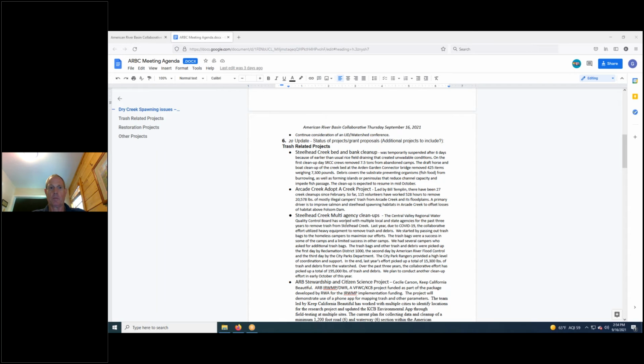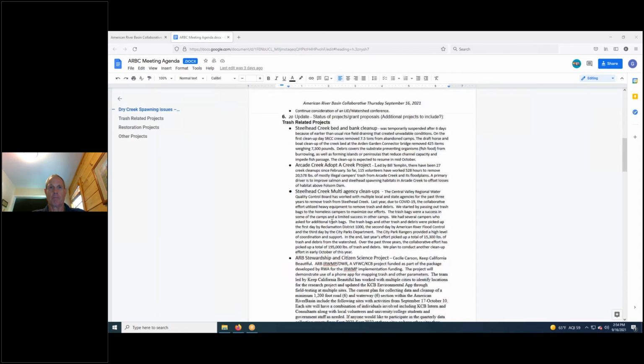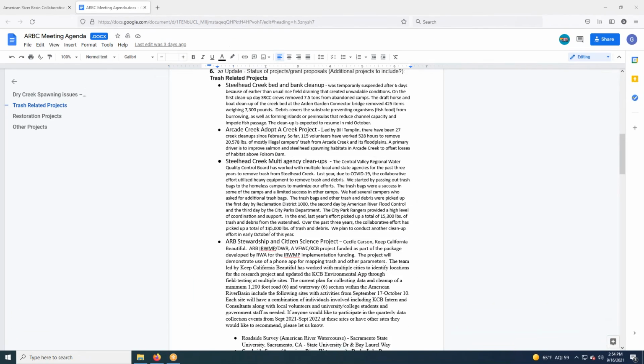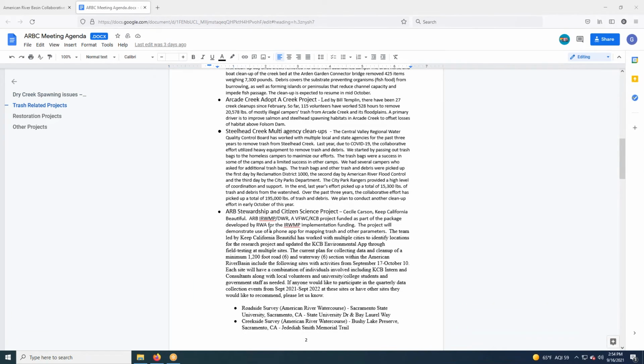I mentioned who I am and what we do early in the introductions, but specifically related to this list, my company Mobius developed the app that's being used for the ARB Stewardship and Citizen Science Project for KCB. Cecile Carson's the contact point for that with KCB, but that app can be used for anything, anywhere.